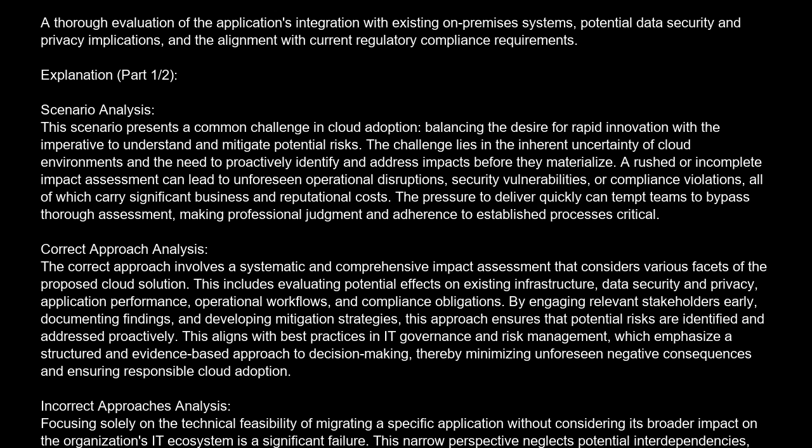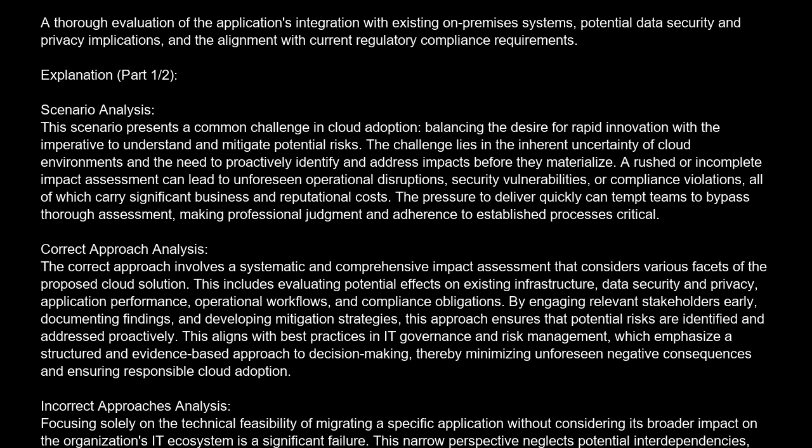Explanation. Scenario analysis. This scenario presents a common challenge in cloud adoption, balancing the desire for rapid innovation with the imperative to understand and mitigate potential risks. The challenge lies in the inherent uncertainty of cloud environments and the need to proactively identify and address impacts before they materialize. A rushed or incomplete impact assessment can lead to unforeseen operational disruptions, security vulnerabilities, or compliance violations, all of which carry significant business and reputational costs.